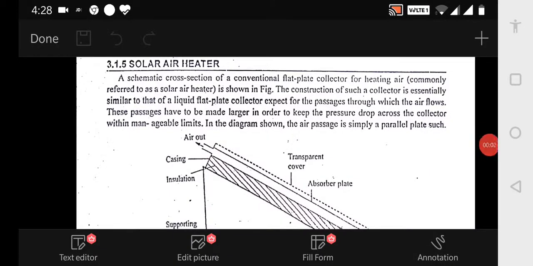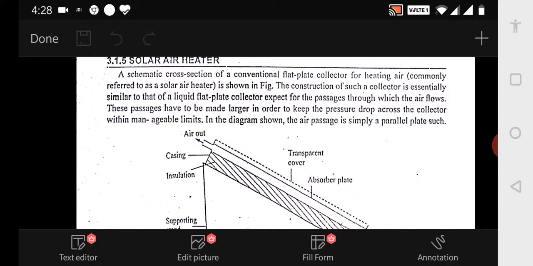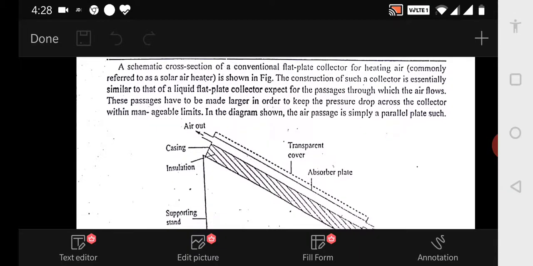Hello students, now in this discussion we shall look exclusively at solar air heaters. Okay, the cross section of a conventional flat plate collector for heating air, commonly referred to as solar air heater, is shown in the figure.